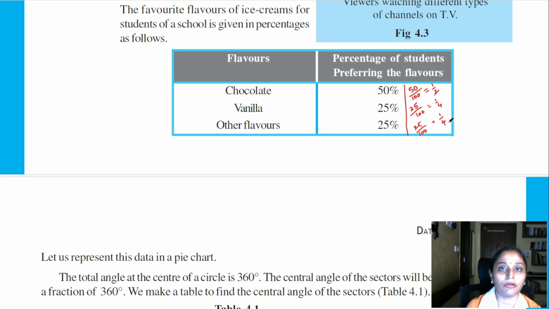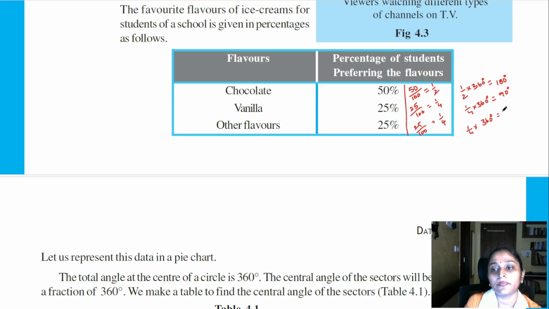So first you will find out the fractions. You will write the first column as the category. Next you will write the data in whichever format it is given, either the numbers or the percentages, and you are going to find out the fraction from that. After you find the fraction, the next column is going to be your angle. So half of, what is a full angle in a circle? 360 degrees, right? So half of 360 is 180. 1/4 of 360 is 90, and here also it is 90.